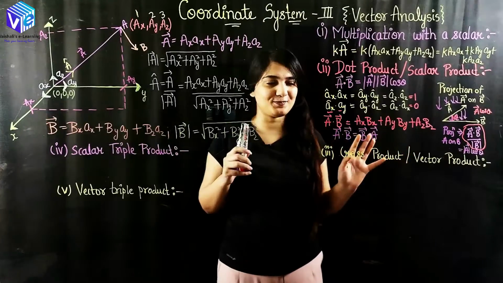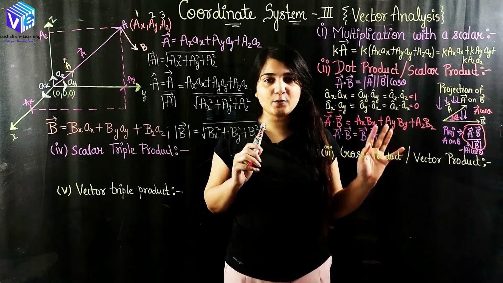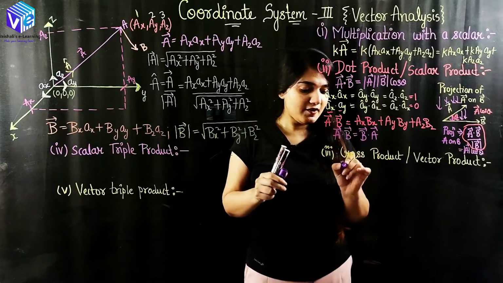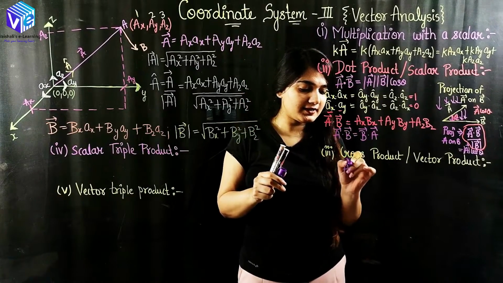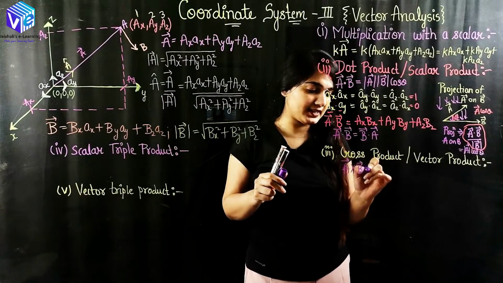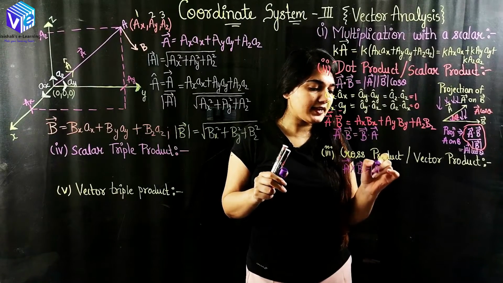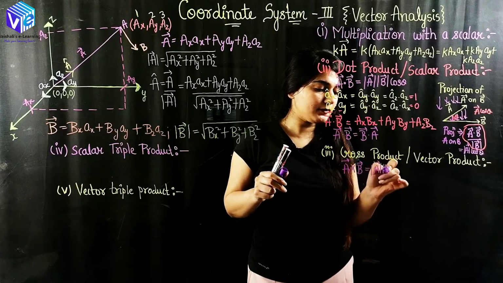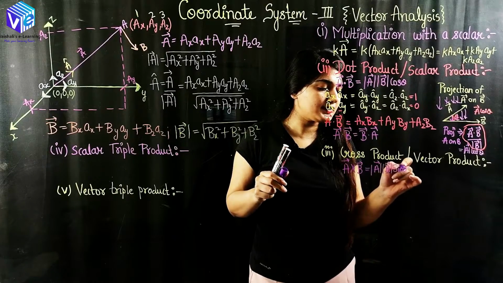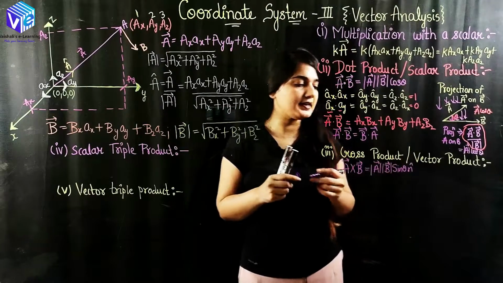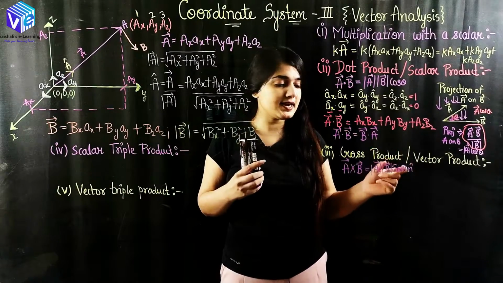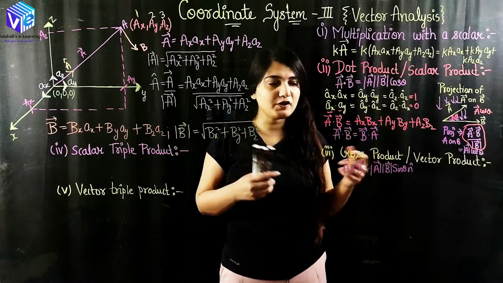Now coming to the cross product, or it is also called the vector product. First of all, what is the formula of the cross product? It is represented as a vector cross b vector, as its name suggests. Its formula is magnitude of a vector multiplied with magnitude of b vector, multiplied with sine theta, and we have n cap as well. N cap is the vector which is representing the vector nature of the vector product.